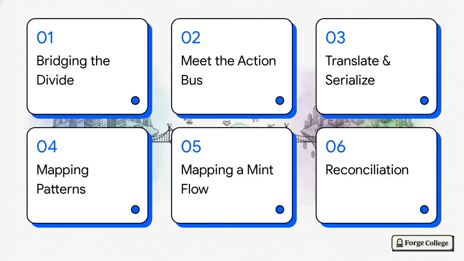Here is our blueprint for today. We'll start by bridging the Web2 Solana divide, then meet the action bus. After that, we'll dive into translation and serialization, explore the three mapping patterns, map out an actual minting flow, and finally, wrap up with reconciliation and next steps.